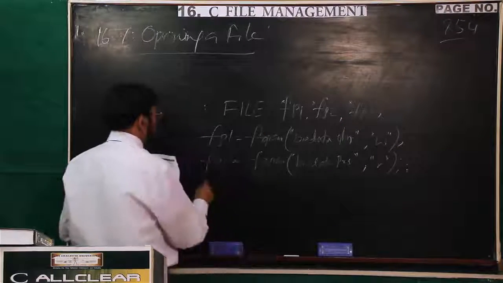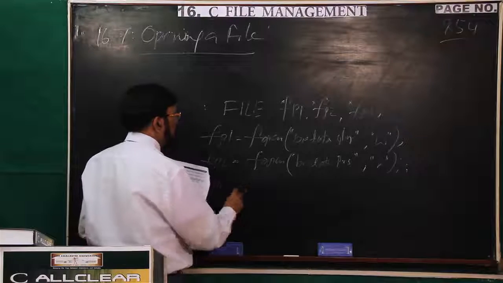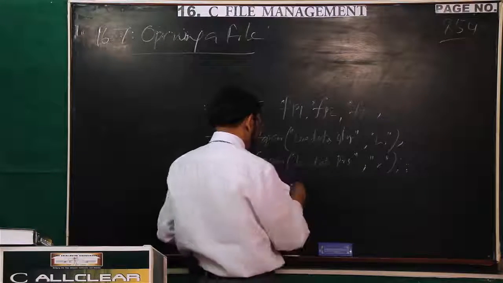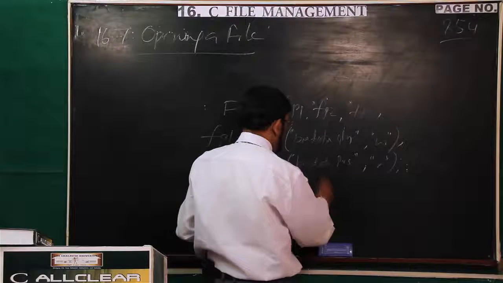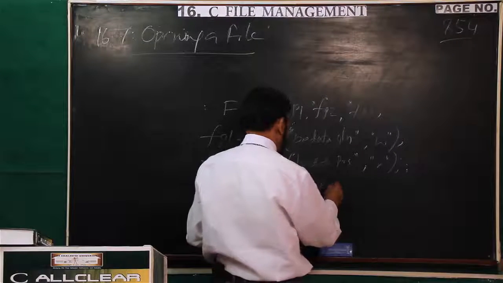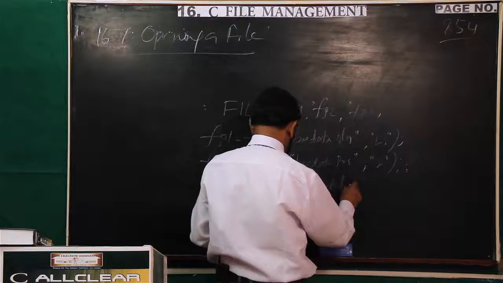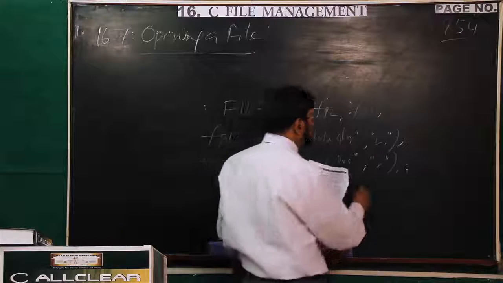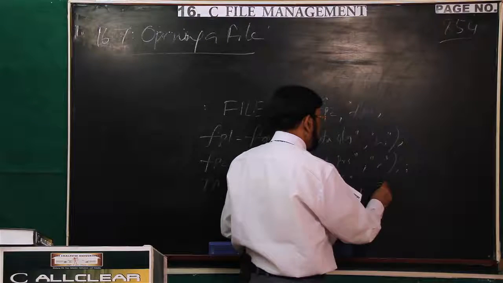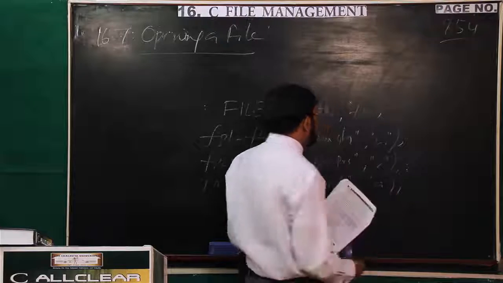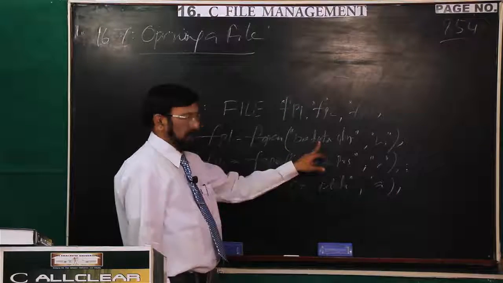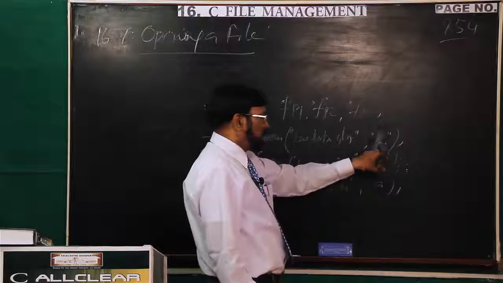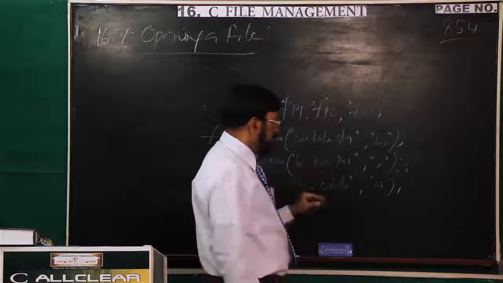Next FP3 equals fopen, marks data. Then we are not giving extension, then A. Here 2 strings we provide. One is file name in a string, it is enclosed by double quotes, and the other one is mode. Mode is represented by a single character.